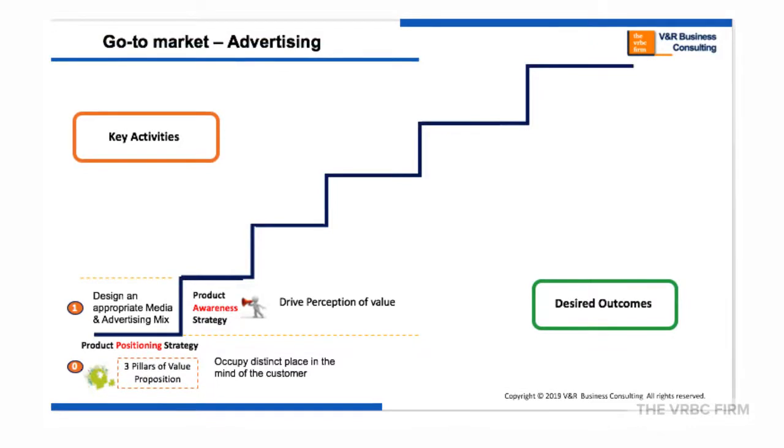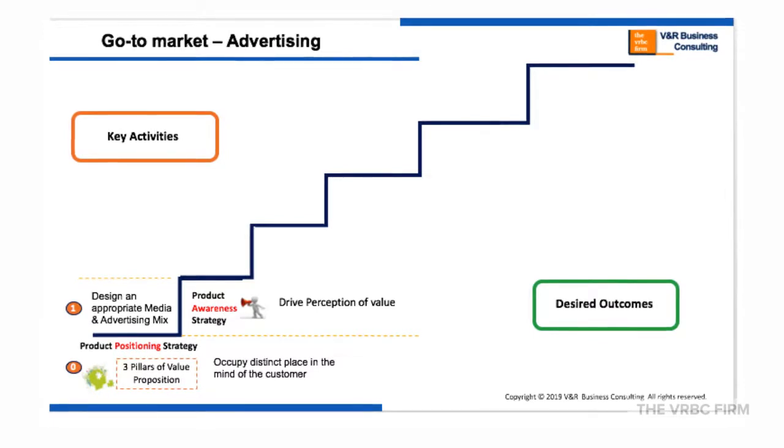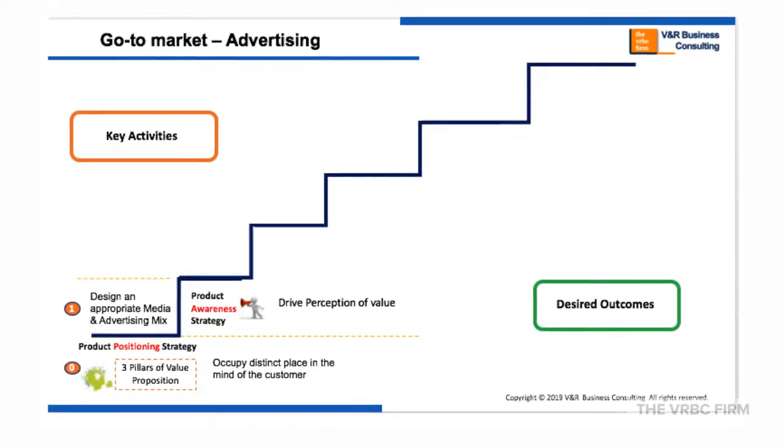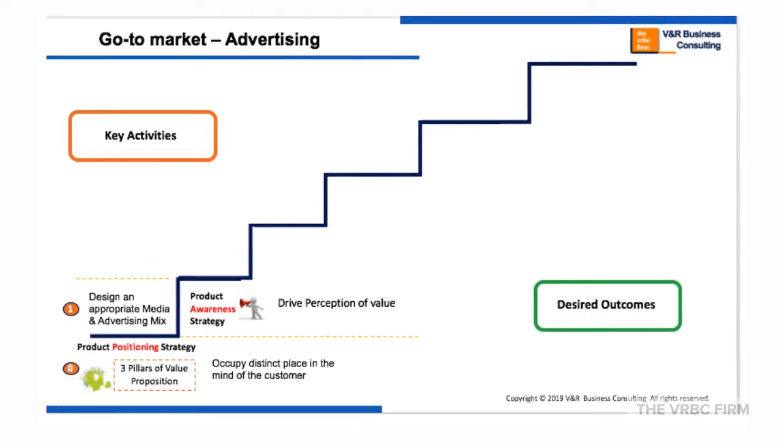The first step of your model is product awareness. Designing a product awareness strategy involves choosing how you're going to let your potential customers know about your product. You may choose above-the-line advertising, which involves advertising on billboards, newspapers, Google advertising or social media advertising, and other traditional advertising media.